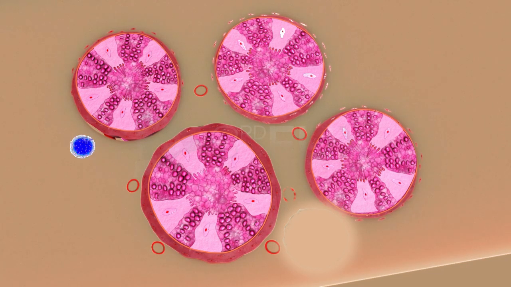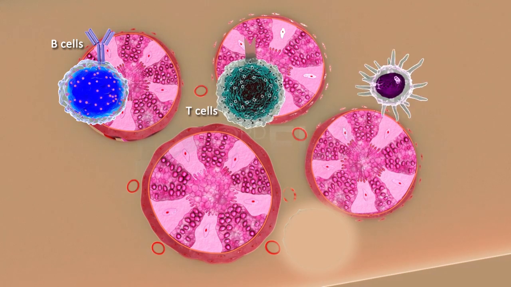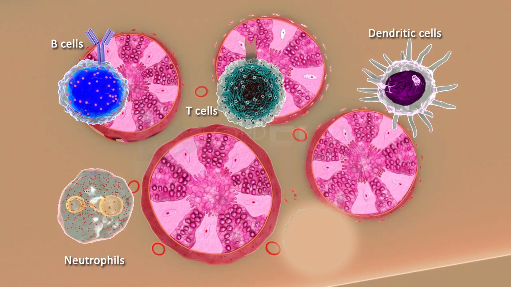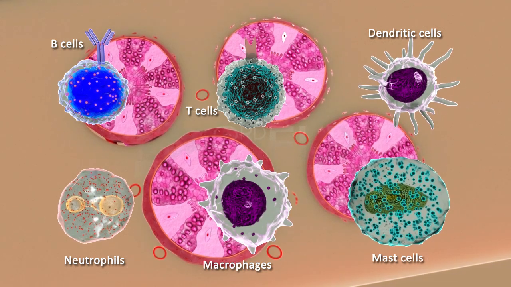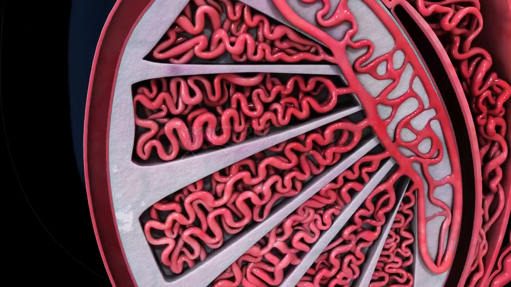Immunologically competent cells like B cells, T cells, dendritic cells, neutrophils, macrophages, and mast cells are also present in the connective tissue of the testes.